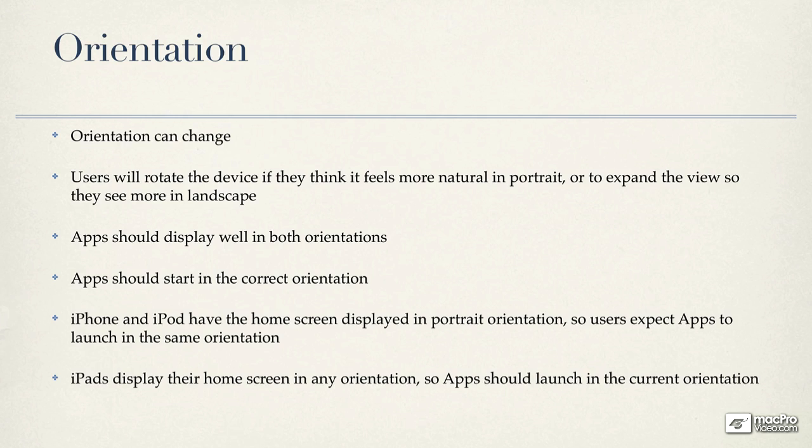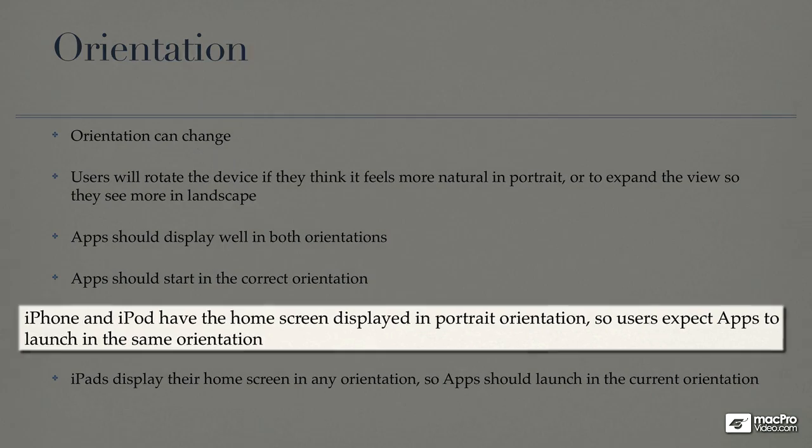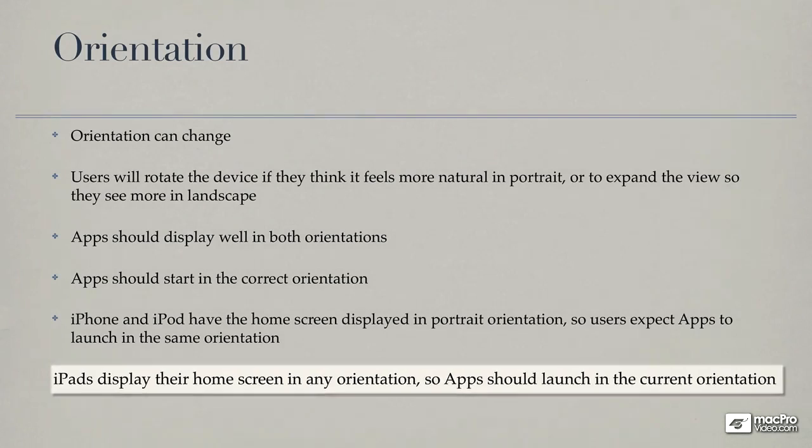iPhone and iPod have the home screen displayed in portrait orientation. So before they actually open an app, they see all the icons lined up properly in portrait. But if they turn it sideways in landscape, it does not display correctly. It is still in portrait orientation. So if they launch an app, they expect it to appear in the same orientation as it was in portrait. iPads, however, can display their home screen in any orientation. So if they're in portrait, all the icons line up. If they turn it the other way, landscape, they all display correctly. They switch around. So when the app launches, it should launch in the same orientation automatically.